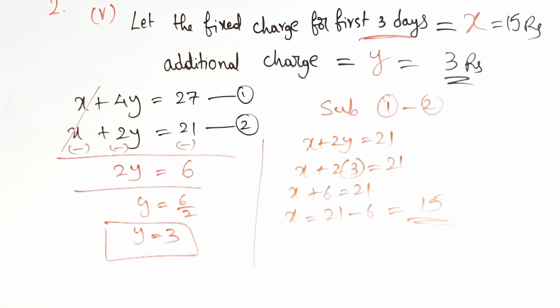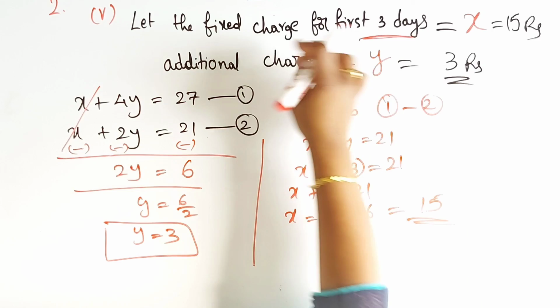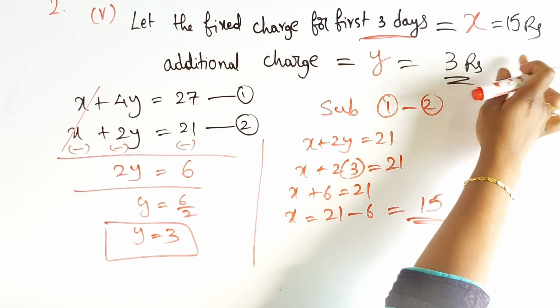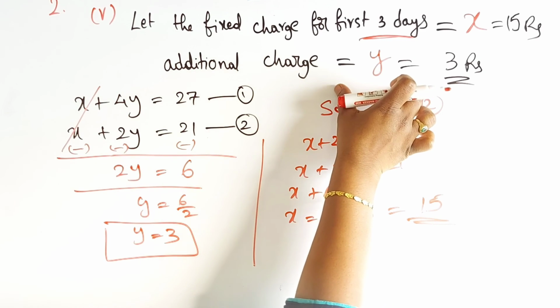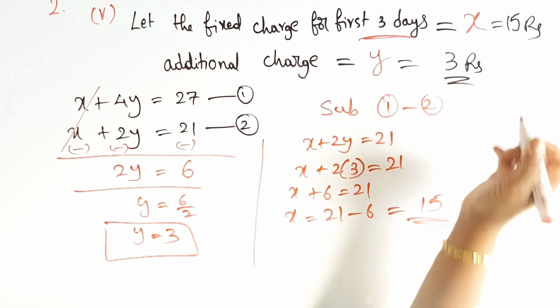Right, children? That means they have to pay fixed charge for first 3 days, 15 rupees, children. After 3 days, additional charges will come. That is 3 rupees per day they have to pay.